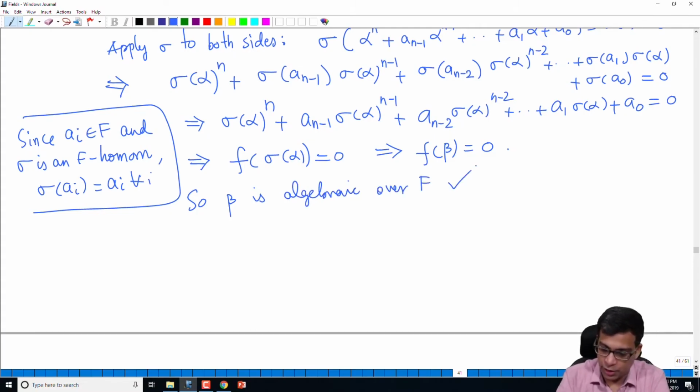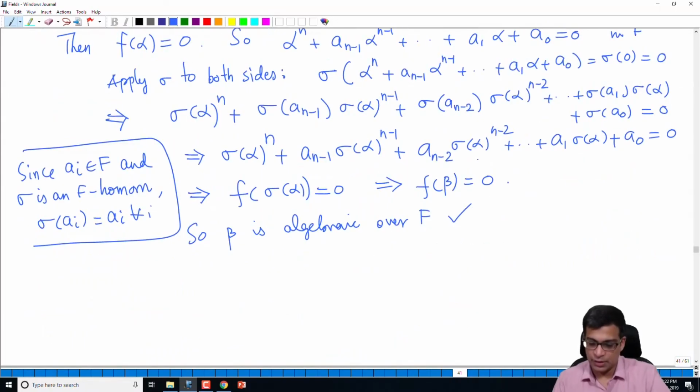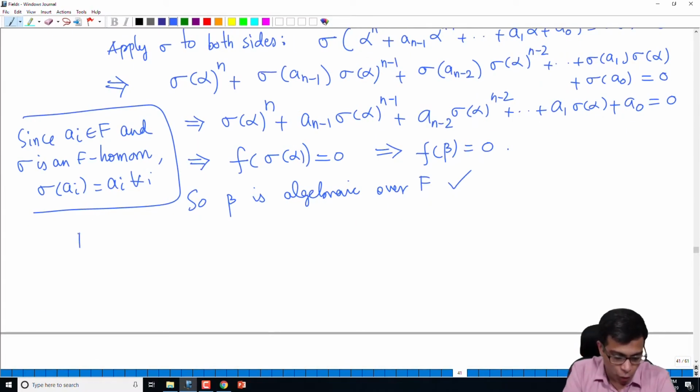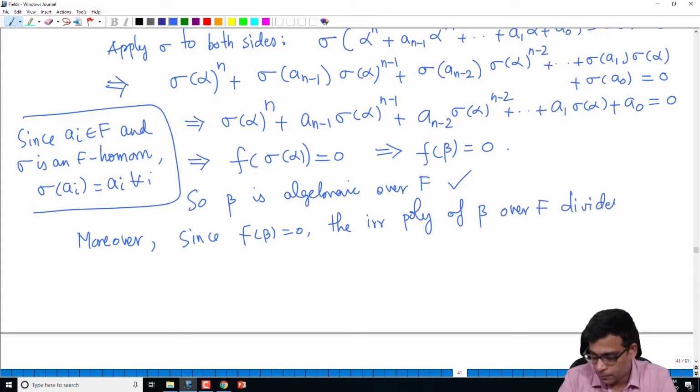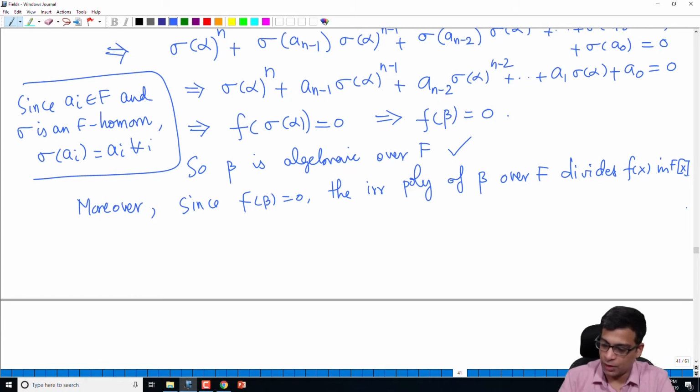The first statement is now clear, right? Because f is a polynomial in F[x], and beta is a root of it, so it's algebraic over F. Moreover, since f(beta) is 0, the irreducible polynomial of beta over F divides f(x) in F[x]. Because f(beta) is 0, that means beta is a root of f, and the irreducible polynomial of beta divides every polynomial which has beta as a root. So it divides f(x) also.